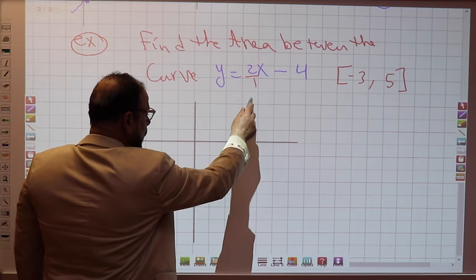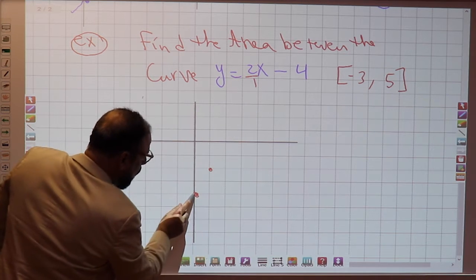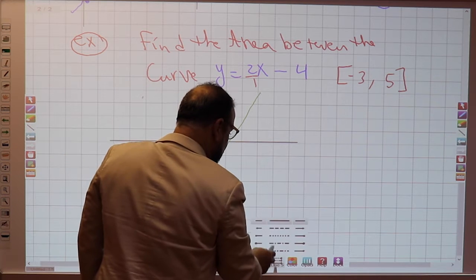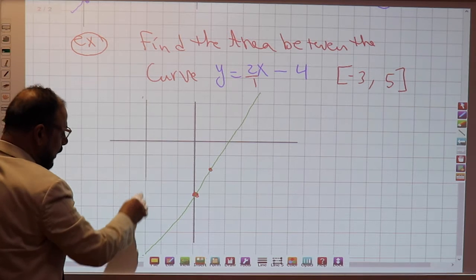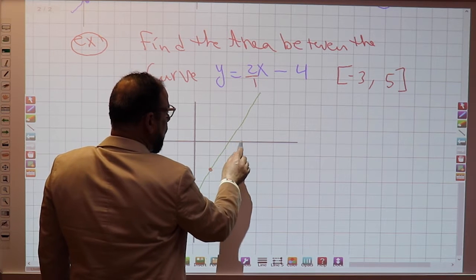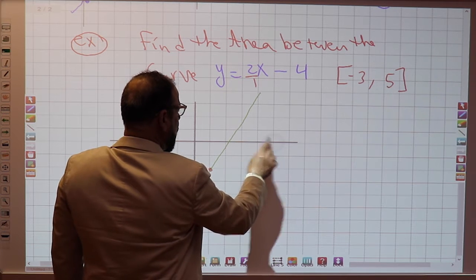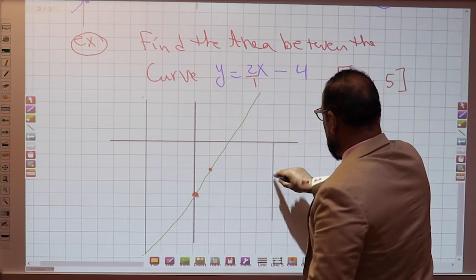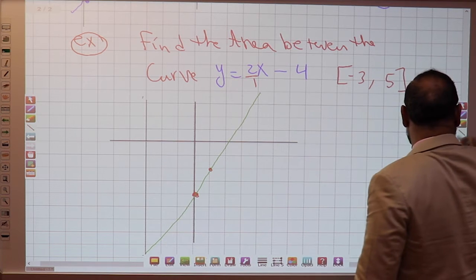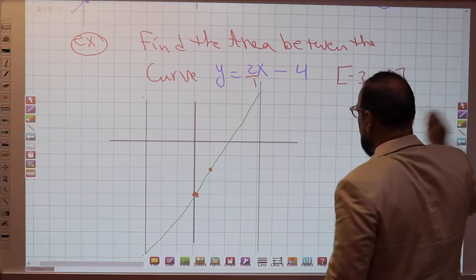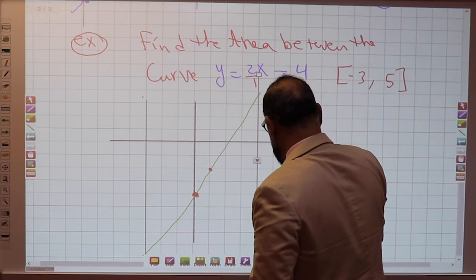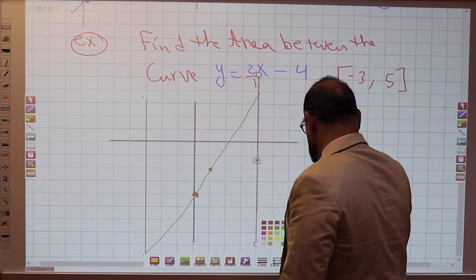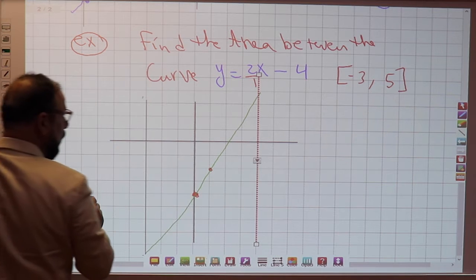Then my line will go through these 2 points and go here. Now he wants me to find the area between these lines from -3 to 5. 1, 2, 3, 4, and 5 here. 1, 2, 3, 4, 5. From here to here.